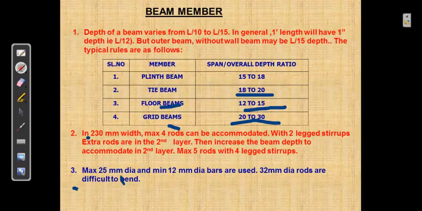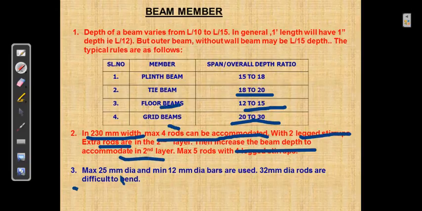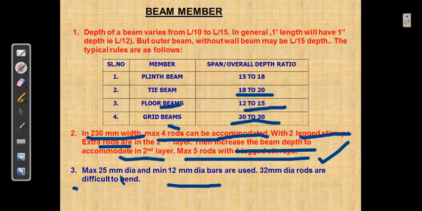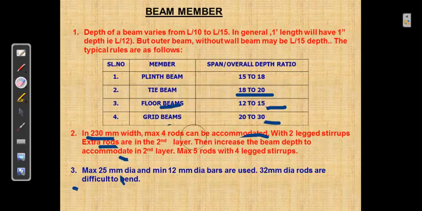In 230 mm width, a maximum of 4 rods can be accommodated, that is with 2-legged stirrups also. If you want to put extra rods, we can put a second layer, which increases the beam depth, accommodated in the second layer. So maximum 5 rods with 4-legged stirrups. Okay, so we can use 25 mm dia and minimum 12 mm dia bars. If we use 32 mm, it is very difficult to bend.